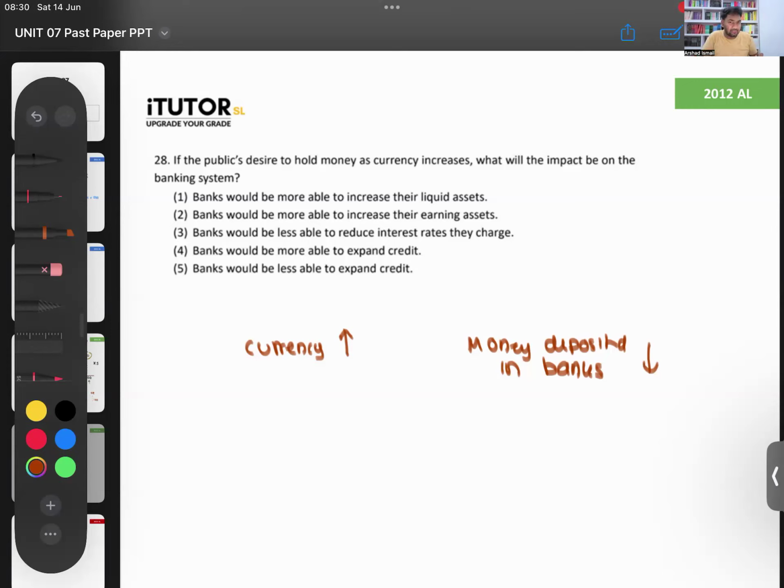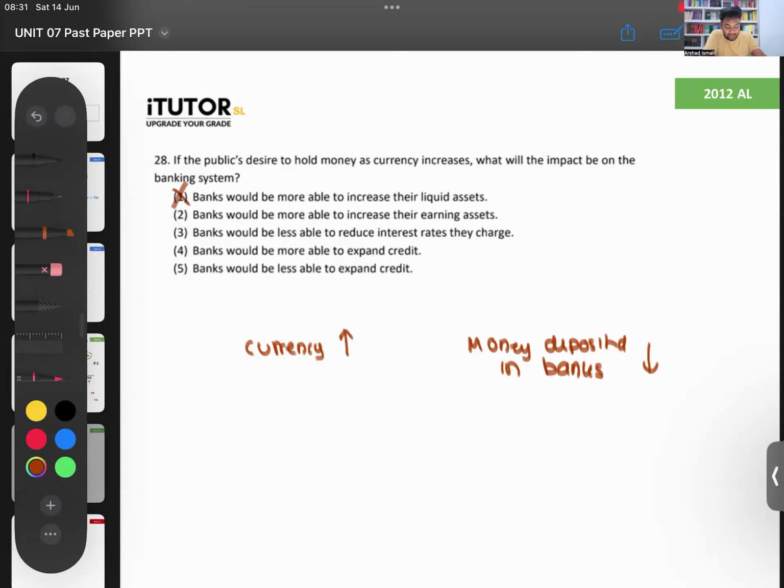That's what they're asking. If that happens, banks would be able to increase their liquid assets. Can banks increase their liquid assets, their reserves and all? If people are not putting money into the banks, can banks increase their reserves, their liquid assets, their money in their safe and all? They can't, because money is not with the bank, money is with the people.